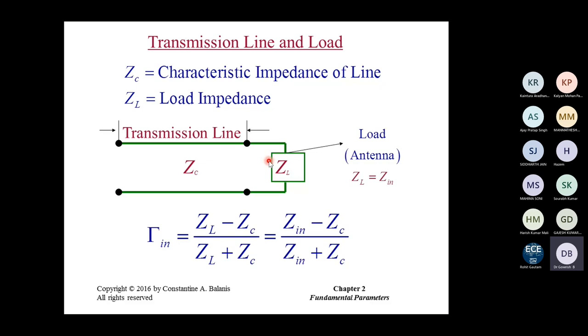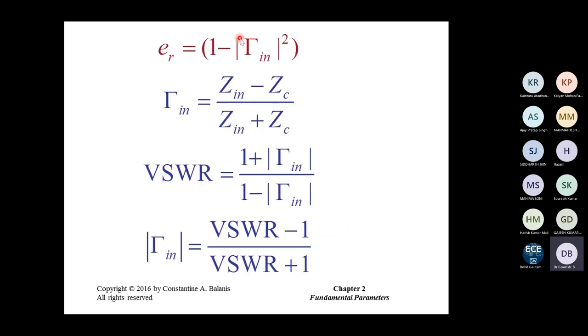You don't have to spend much time on this. You already are aware of how we get this from the transmission line equations. Zin minus Zc by Zin plus Zc. Don't forget this relationship. It's very important in RF and microwave engineering. It should be at the tip of your tongue. So that's the reflection coefficient. How to get it? If you know the input impedance of the antenna and the transmission line characteristic impedance. Once you know the reflection coefficient, you can calculate the reflection efficiency from 1 minus the magnitude of gamma in squared.